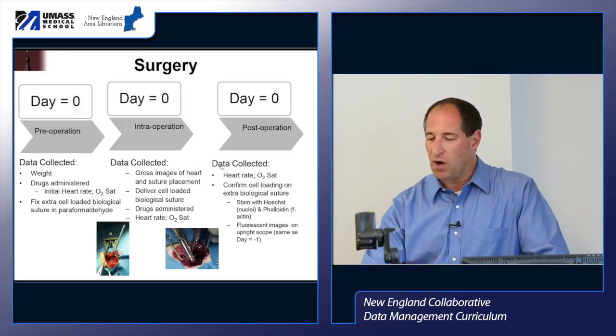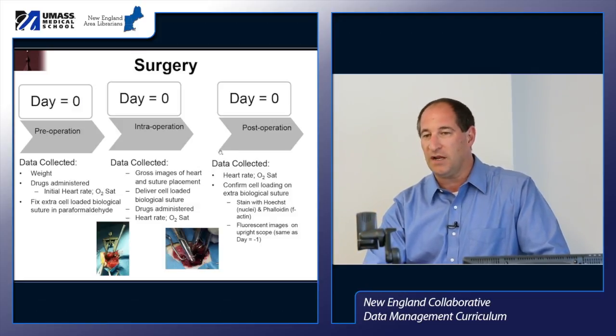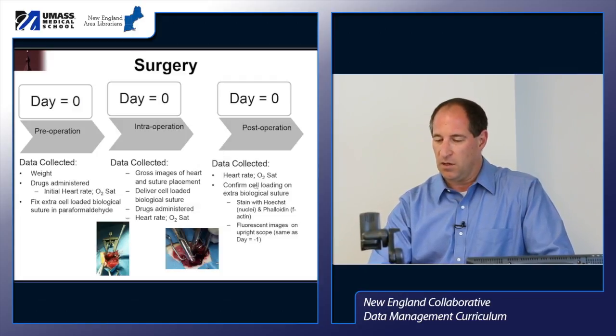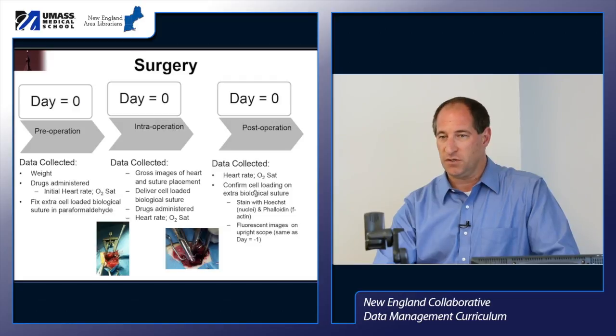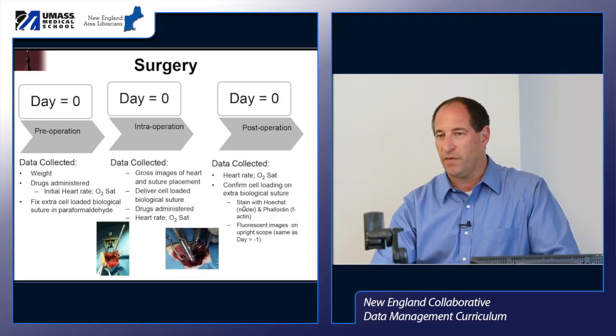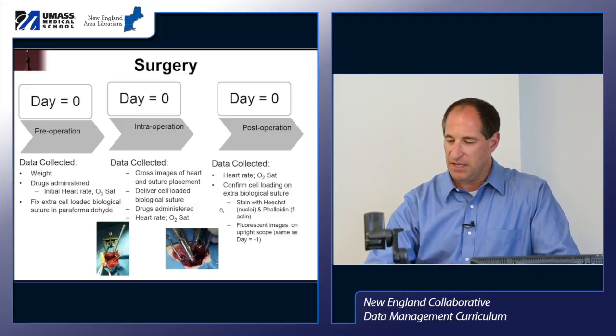And then immediately post-op, we want to continue to track the heart rate and the oxygen saturation. We want to confirm that the cells loaded onto our extra sutures. And so we usually, if we implant one suture, we'll quite frequently bring in 4 sutures, and we'll take one of the extra sutures and fix it to confirm that the cells are still on that suture after the procedure. And so that's not a suture that is delivered to the heart, but that's kind of a control suture. And again, we're going to want to stain those and perhaps take fluorescent images.